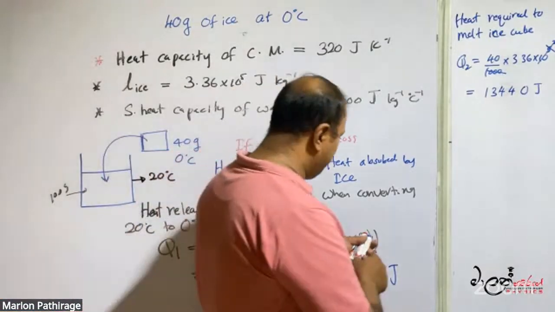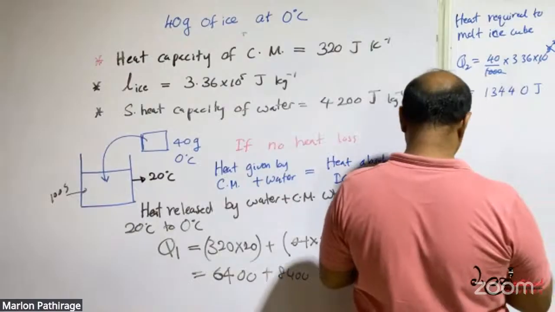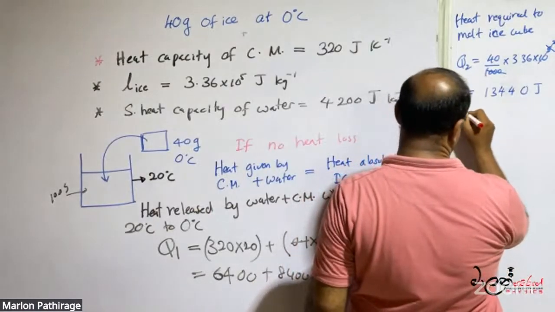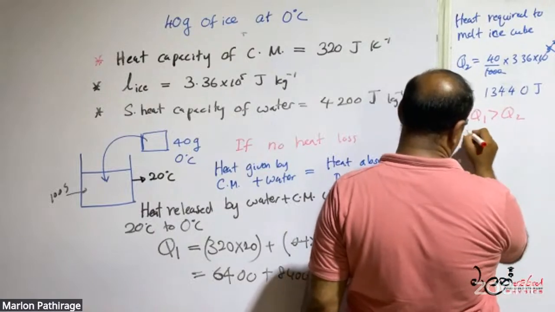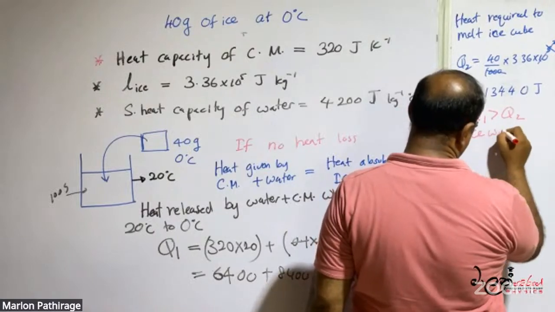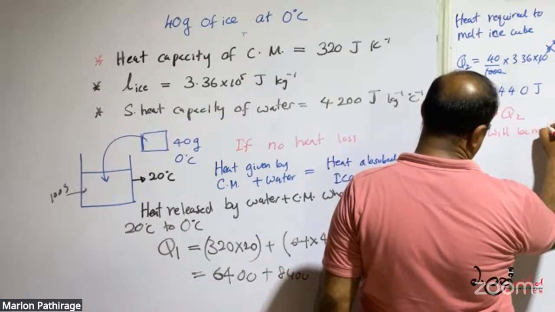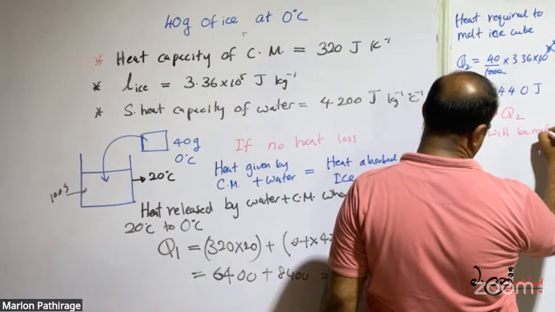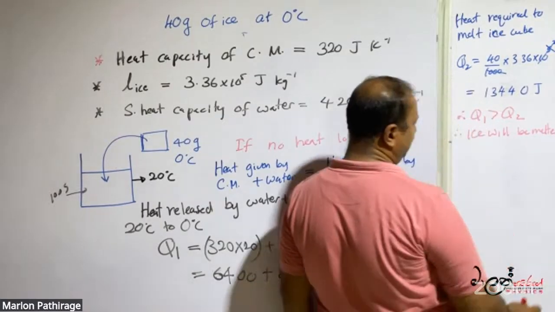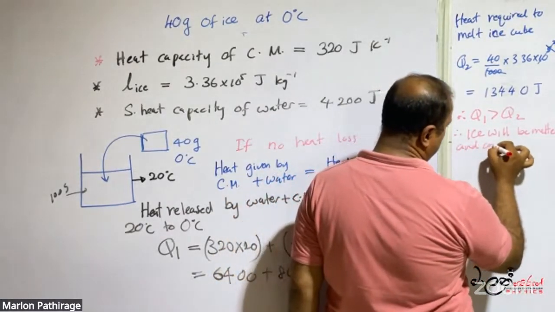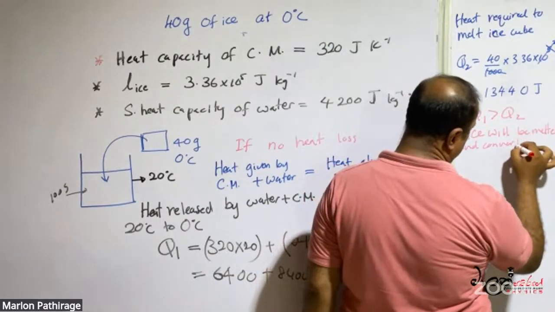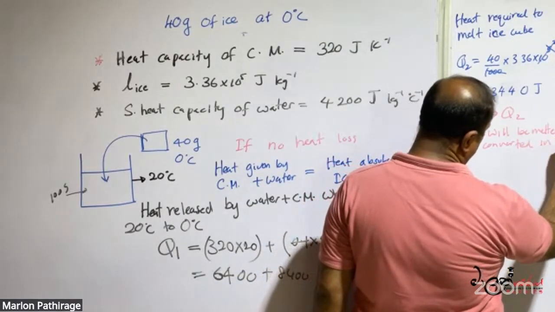Therefore, I can write: Q1 is higher than Q2, therefore the ice will be melted and converted into water.